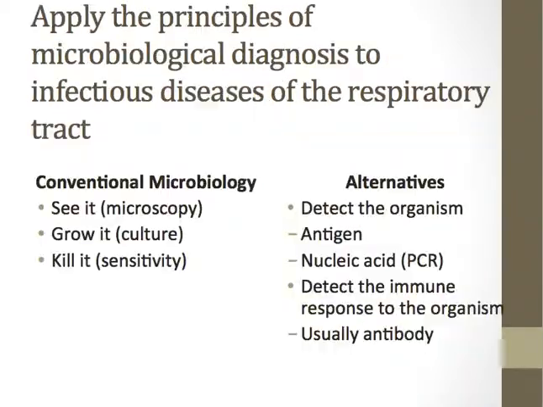for examination. So our next learning outcome that we need to cover is applying the principles of microbiological diagnosis to infectious diseases of the respiratory tract. Hopefully you're now becoming familiar with the principles of microbiological diagnosis: microscopy, culture and sensitivity, or colloquially, see it, grow it, kill it. If you can't see it, grow it, kill it, you can try the alternative, detecting the organism by looking for antigen, protein that the organism contains, or nucleic acid using PCR or other amplification techniques. If you can't do any of those, you can try and detect the immune response to the organism, which is usually antibody detection.